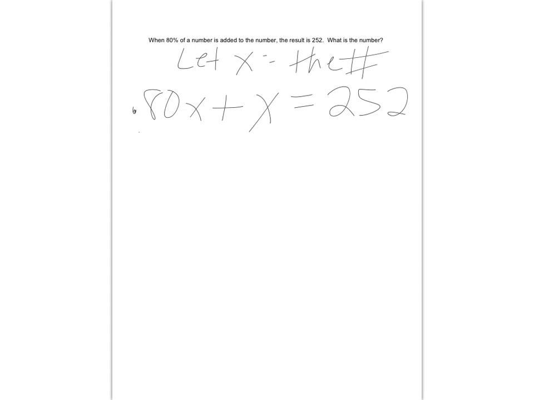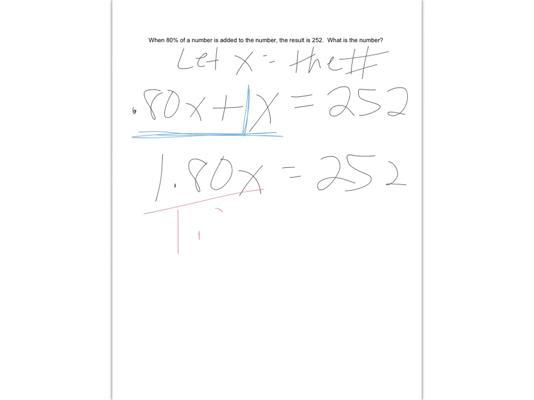Now on the left side, I can combine 0.80 plus 1, which would be 1.80, x, equals 252. Then divide both sides by 1.80 or 1.8. And the result is 140. 252 divided by 1.8.